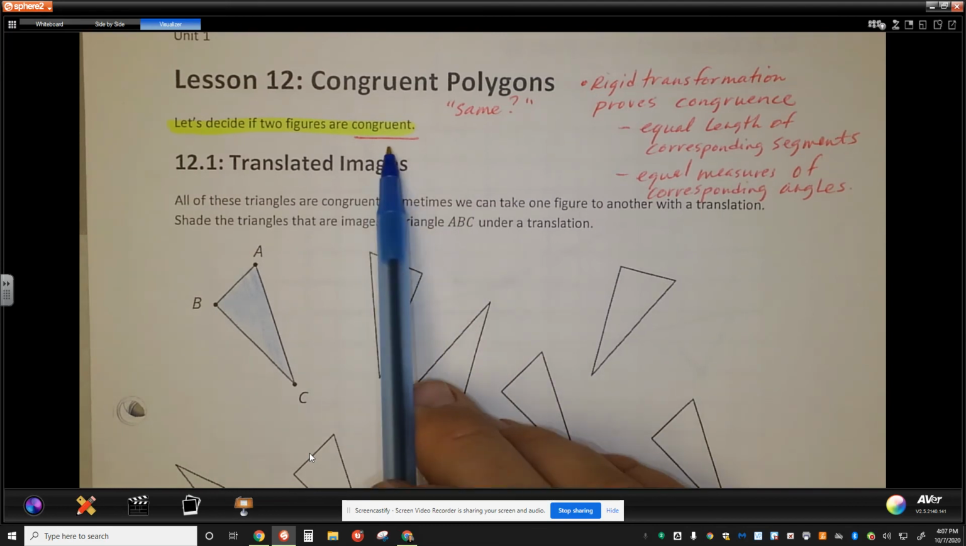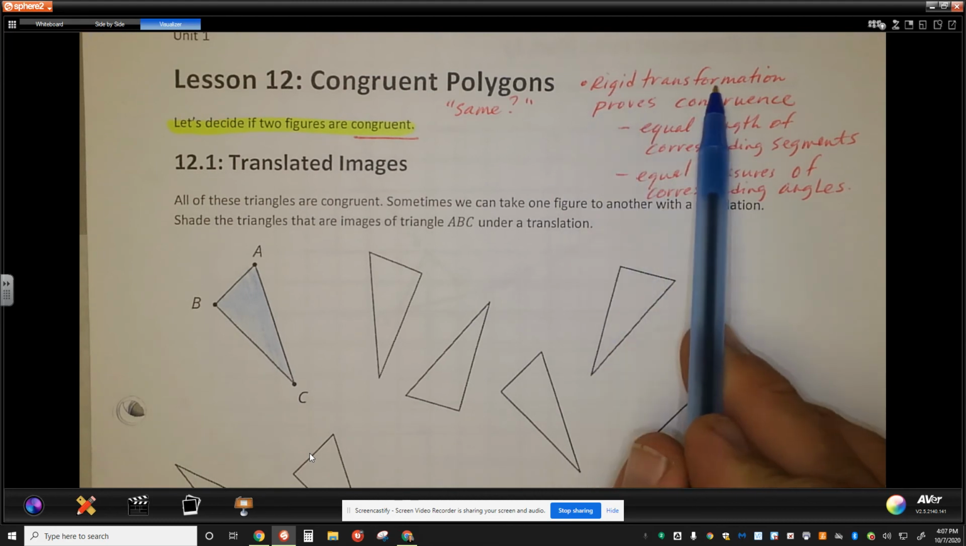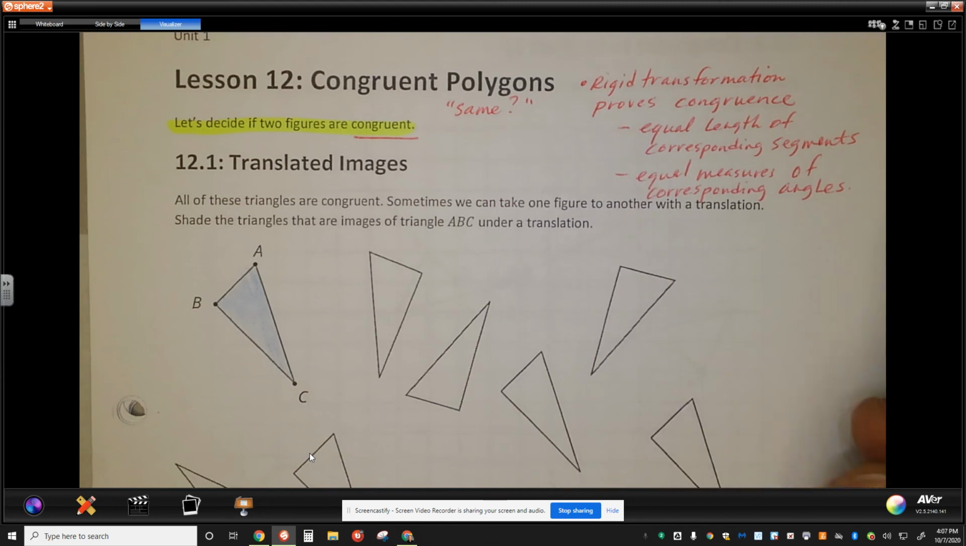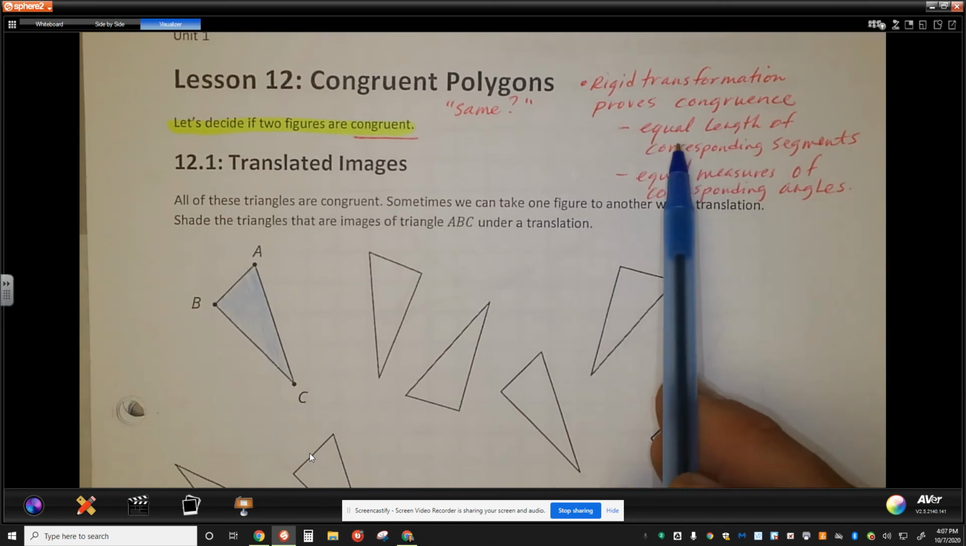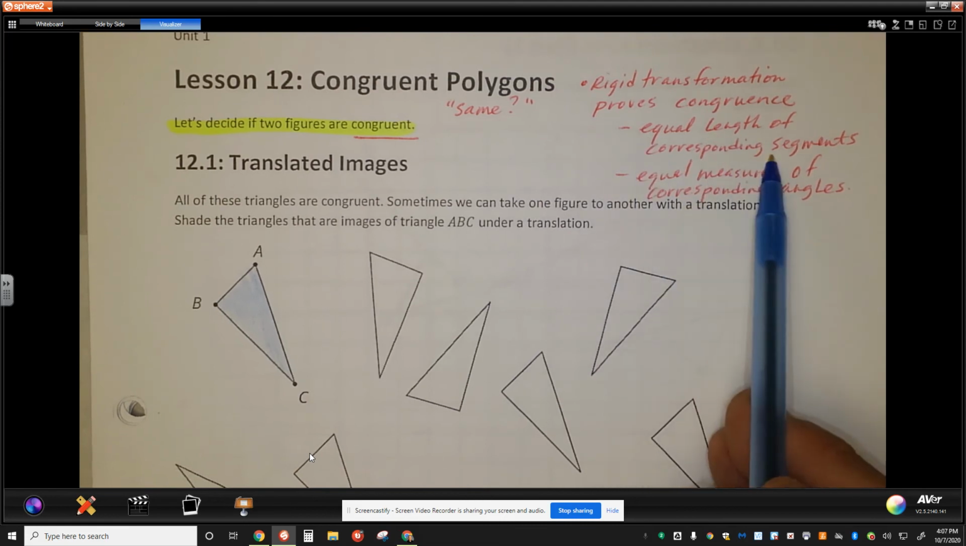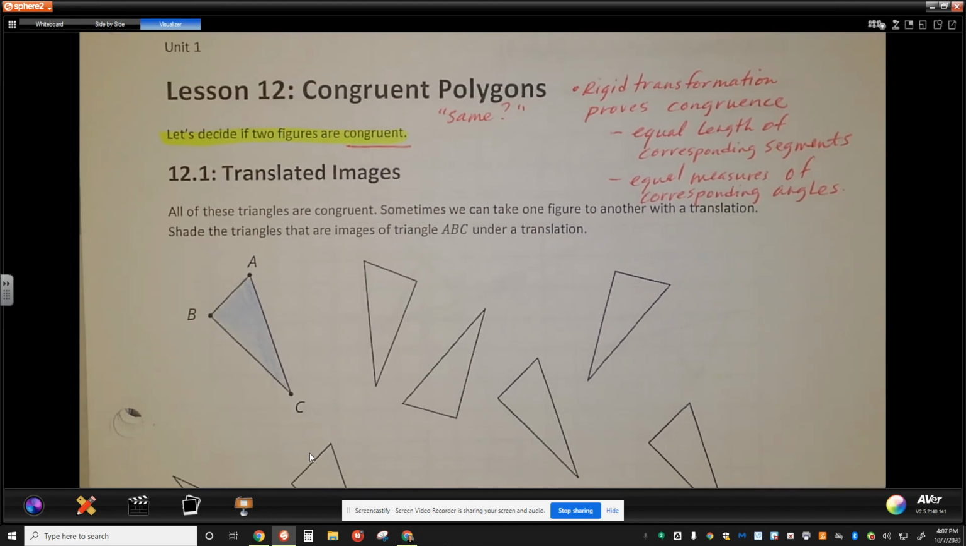When we talk about figures being congruent, we can always prove congruence using rigid transformation. The reason why rigid transformation works is because under rigid transformation, we preserve, or keep the same, all the lengths of the corresponding segments. Not only that, we also keep each of the corresponding angles equal in measure. So we can see that when we translate, rotate, or reflect, or any sequence of those, the shape itself never changes in its appearance. It just changes its location.